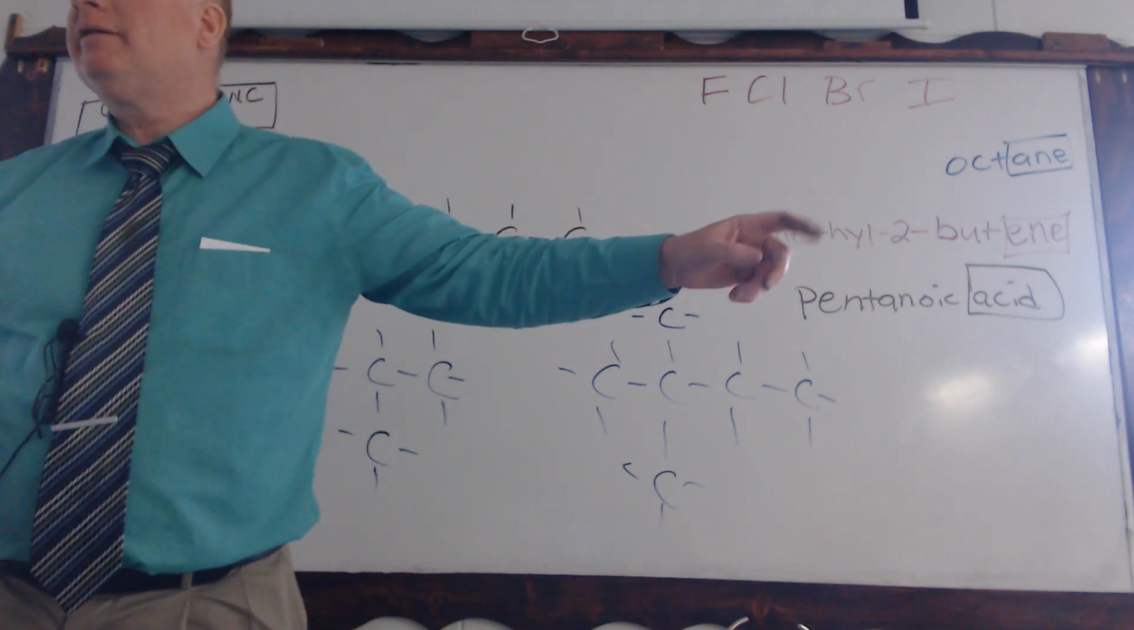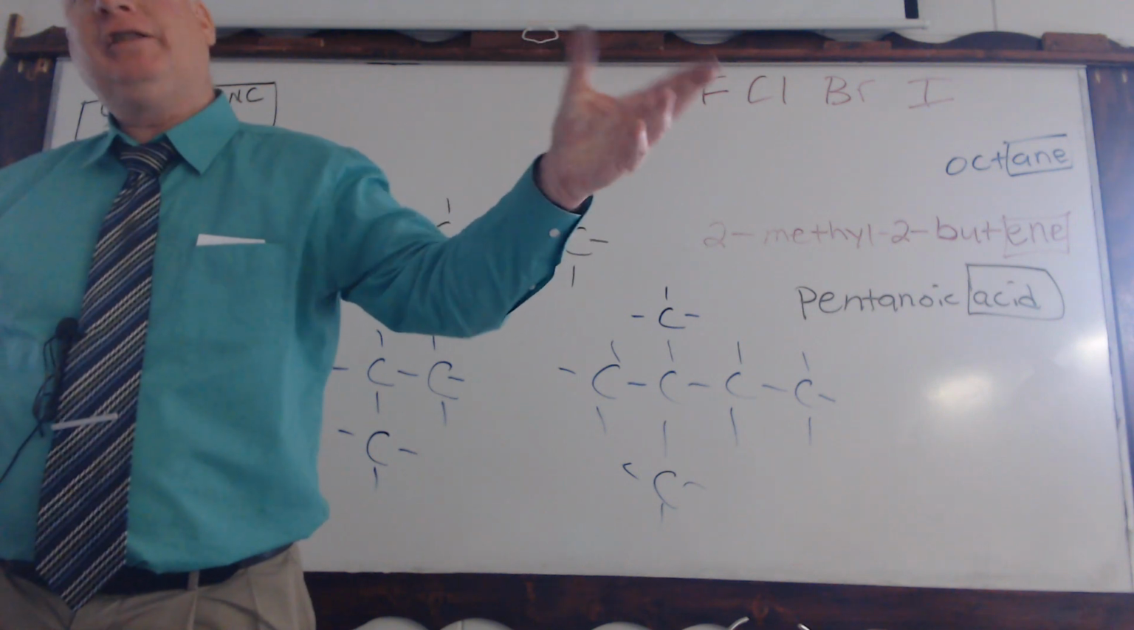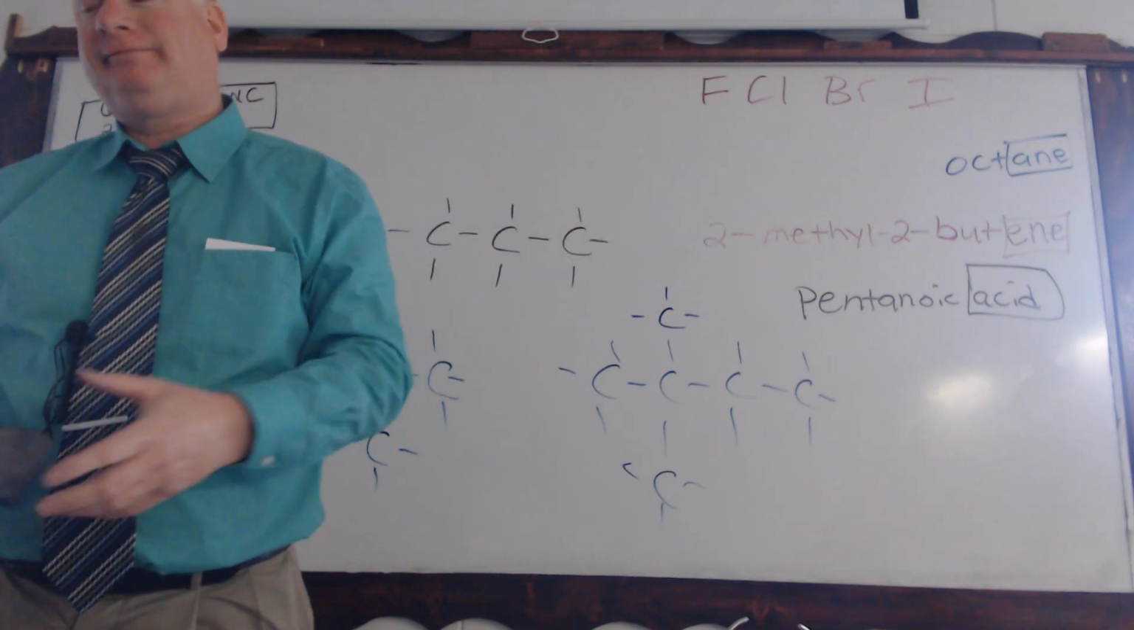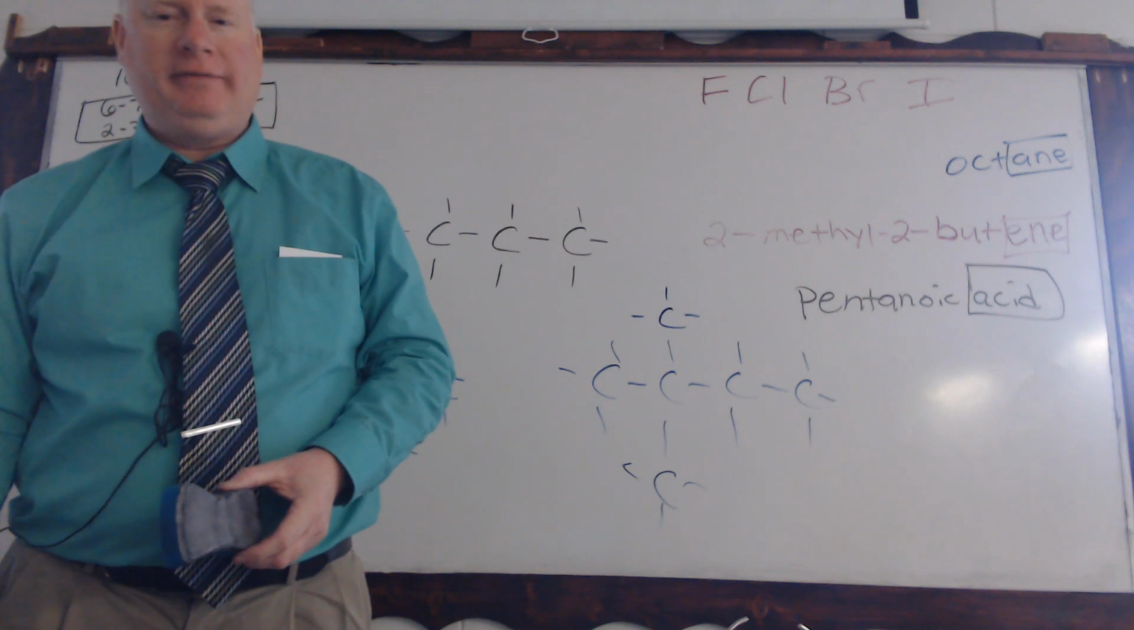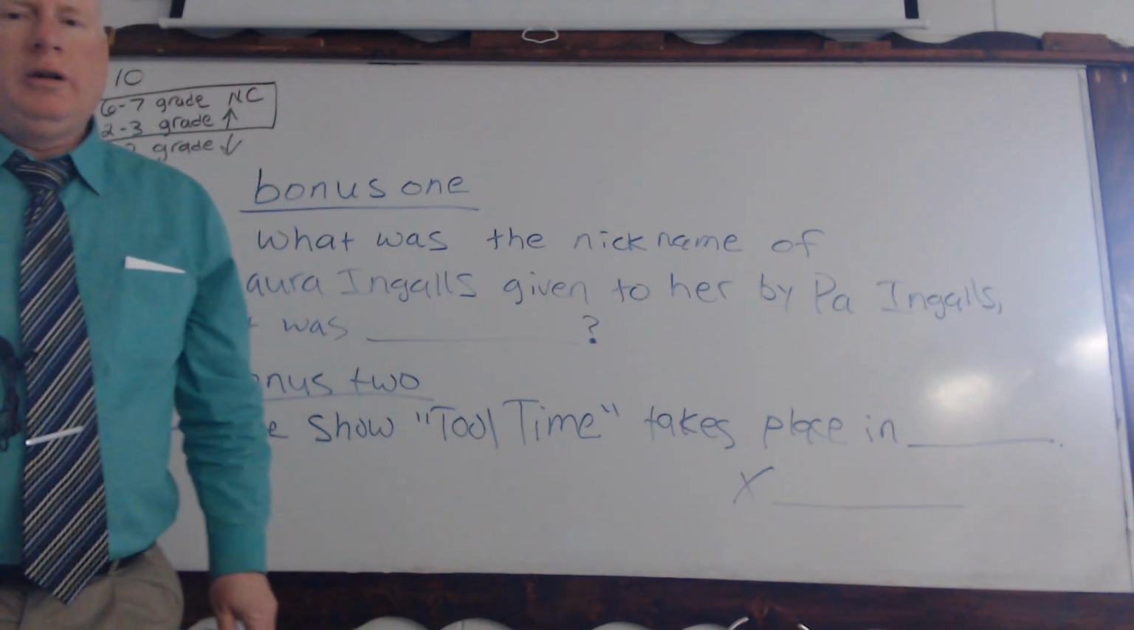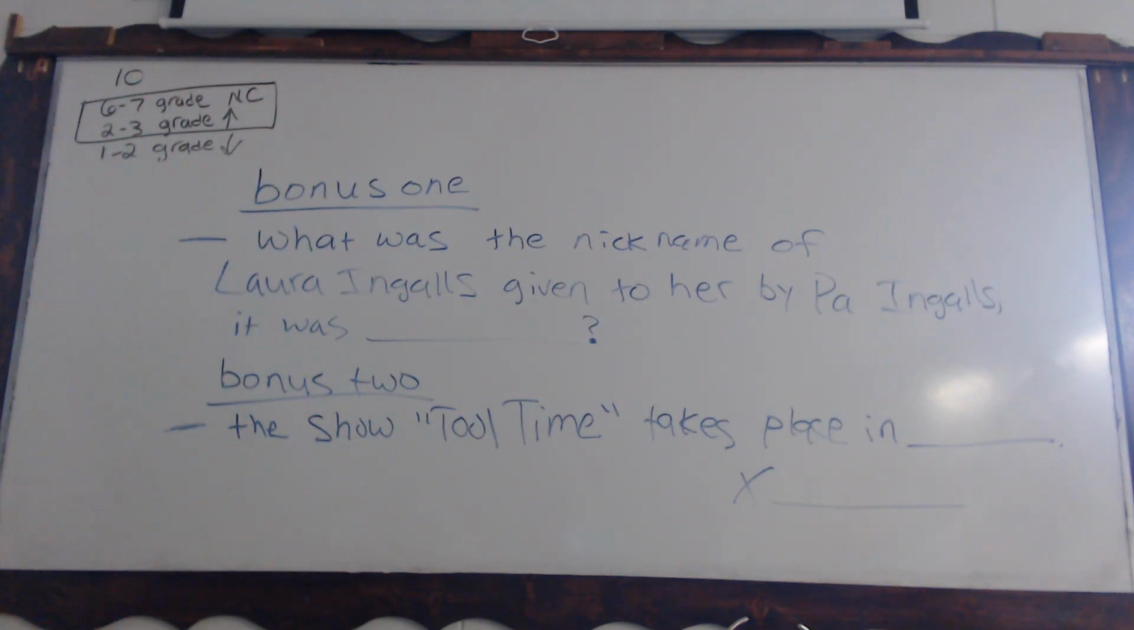Going once. Extra credit. Going, extra credit. Is it too late? No, you said going twice, not. All right, hold that thought. Okay, after some students giving some answers away. Bonus one, what was the nickname of Laura Ingalls given to her by Pa Ingalls in the show Little House on the Prairie? It was blank. And then bonus two, the show Tool Time takes place in what U.S. city? It is the show that we watch from time to time.